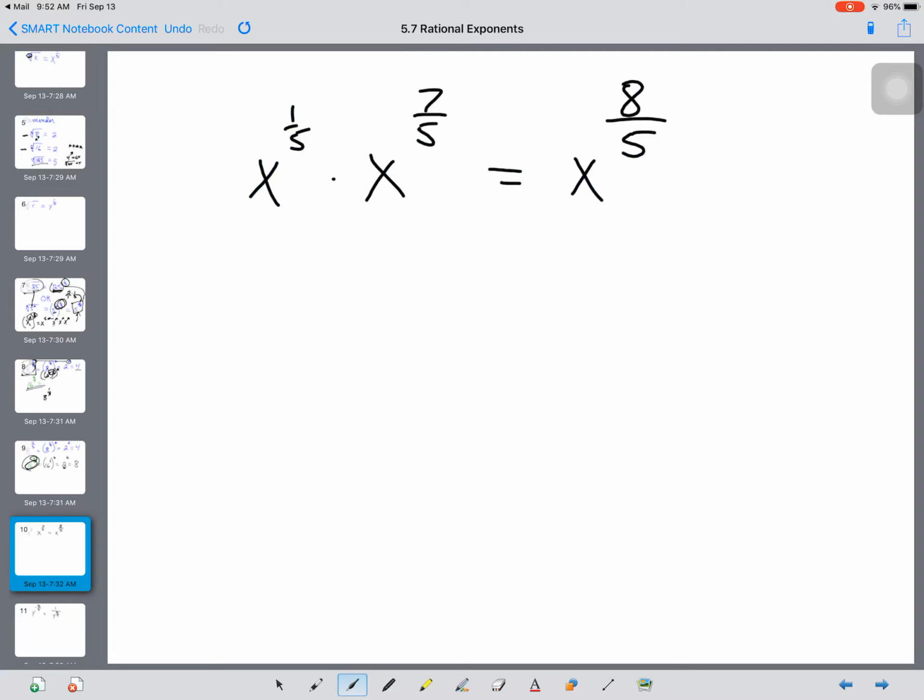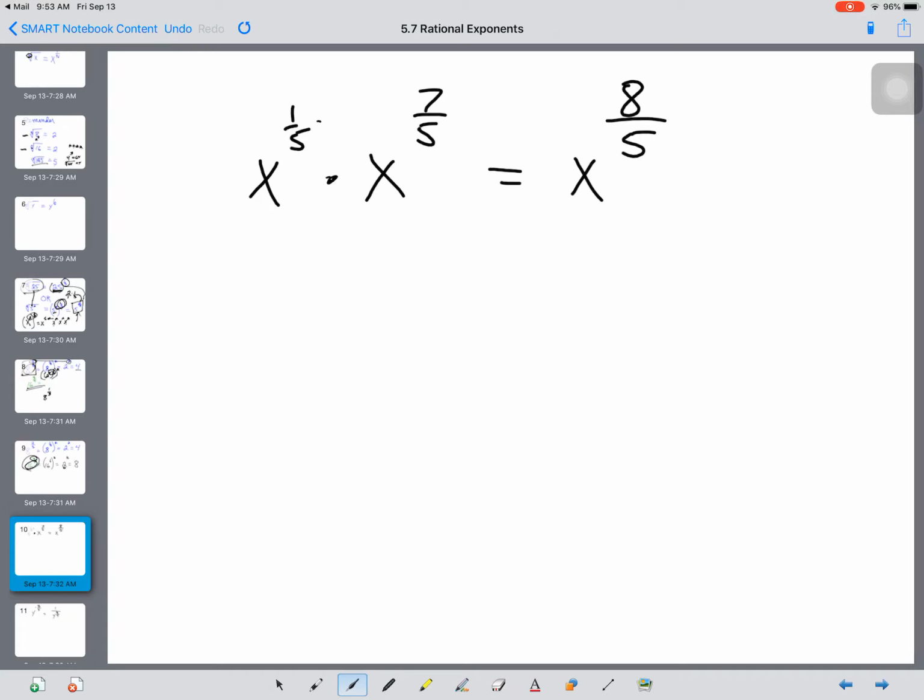Different variation, different example to try here. Just simply multiplying numbers with rational exponents. So x to the 1/5 times x to the 7/5. When you multiply numbers that have the same base, you simply add their exponents up. So 1/5 plus 7/5 gets you 8/5. And it would be okay if you left it like that. It depends on what the question is.